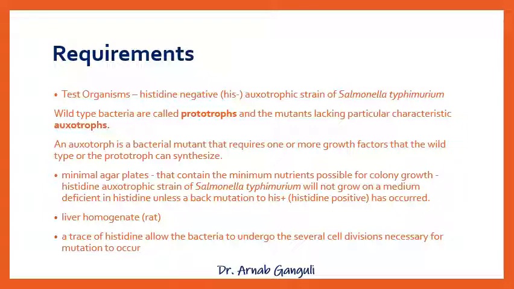Now, we have to know the wild type bacteria. Wild type bacteria are called prototrophs, and the mutants lacking a particular characteristic are known as auxotrophs. Now, what is an auxotroph? An auxotroph is a bacterial mutant that requires one or more growth factors that the wild type or prototroph can synthesize. Or in other words, auxotrophs fail to catabolize certain organic substances, or they require a growth factor for their growth.